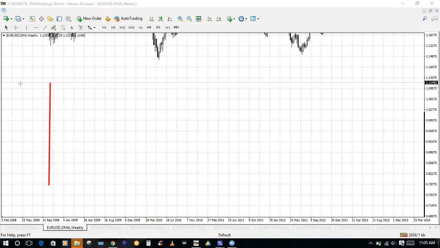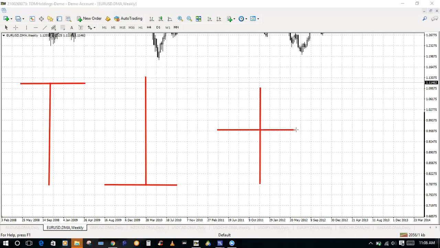We have what looks like a capital letter T, and then what looks like an inverted capital letter T. And then we have this one that looks like a plus sign. And then last but not least, this one that looks like a hyphen or a dash, whatever you call it.